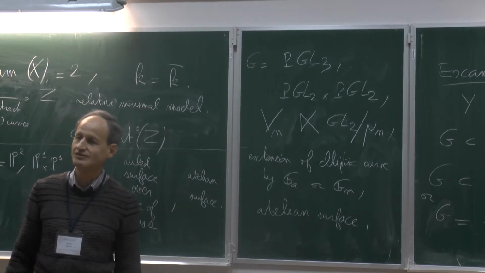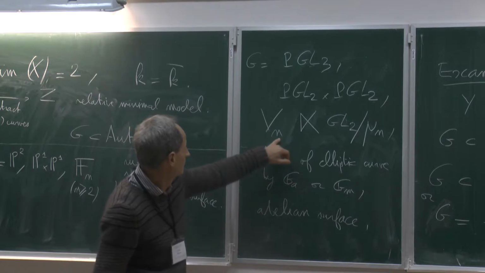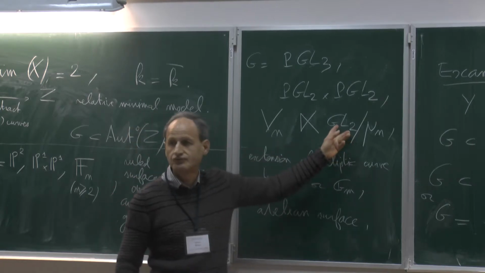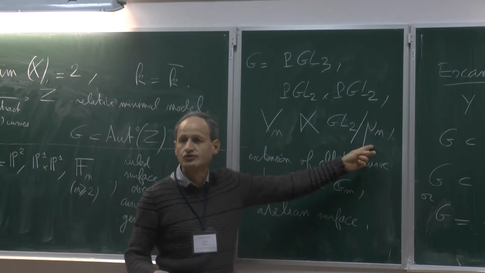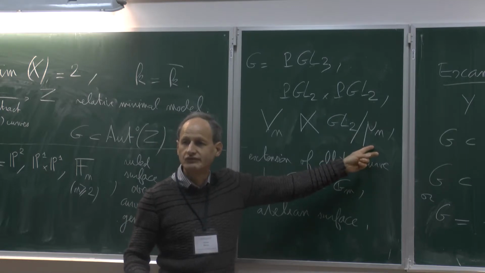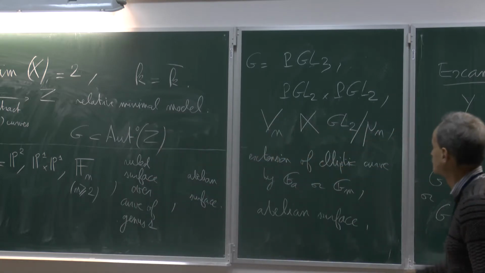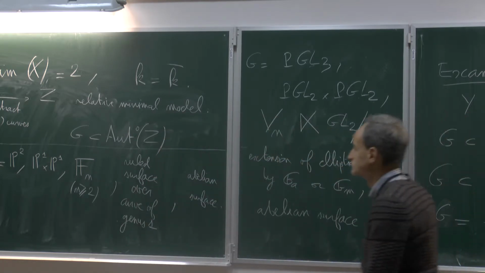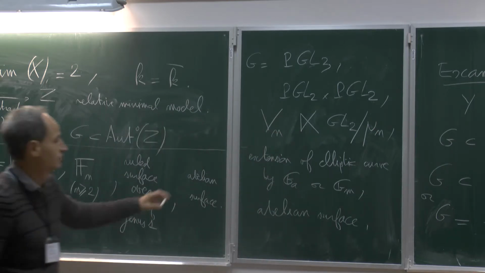Yes? Could you repeat that? What is Vn? Vn is the n-th symmetric power of the natural representation of GL2. And the group of central roots of unity acts trivially on this. Okay. So you get this list, which is some direct application of surface theory.